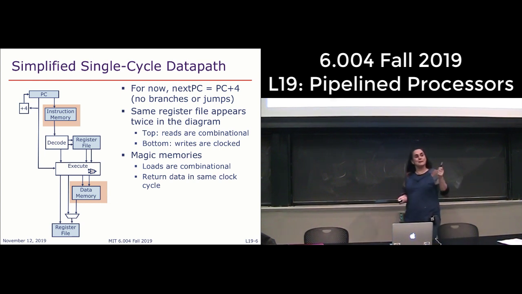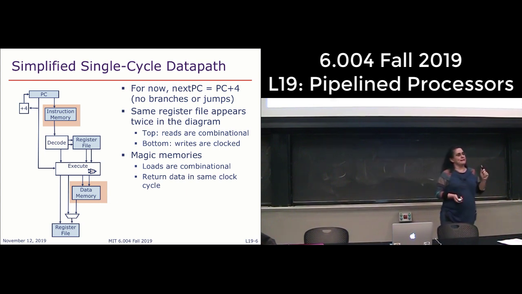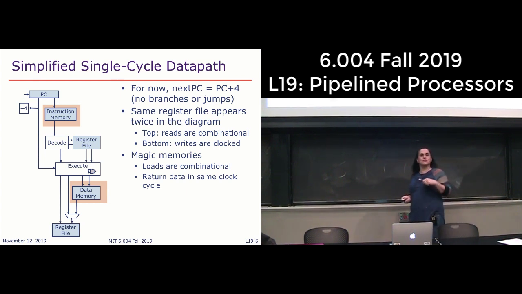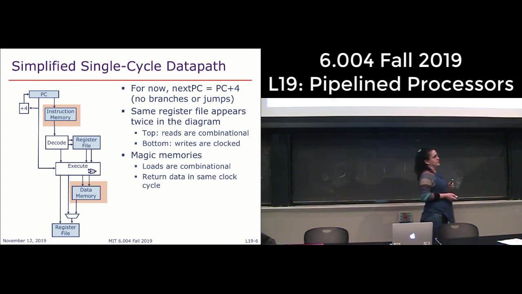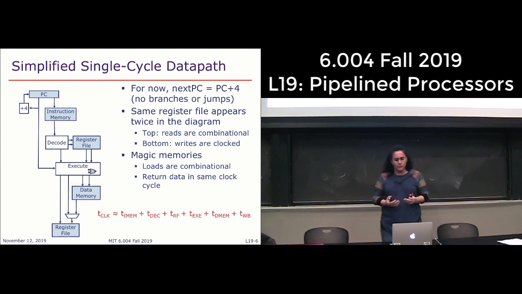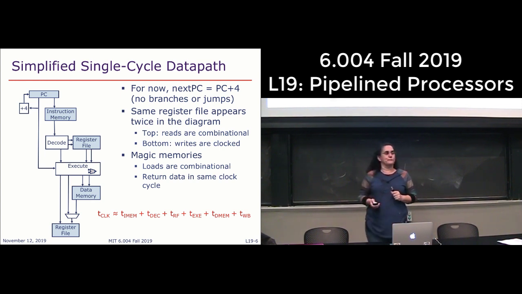It's one cycle, but more than that, it's combinational. Okay, so our loads in a magic memory are combinational, so we actually get the result in the same cycle that we issued the request. Okay, so let's take a look at that. So right now, without any pipelining, I would expect my T clock to be the sum of all of these operations that I need to perform.